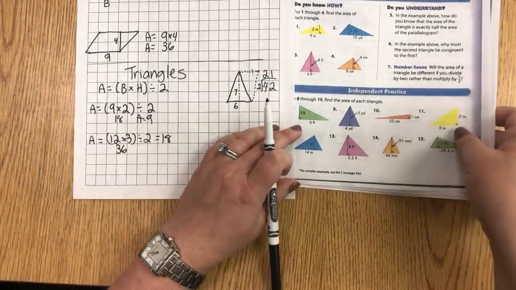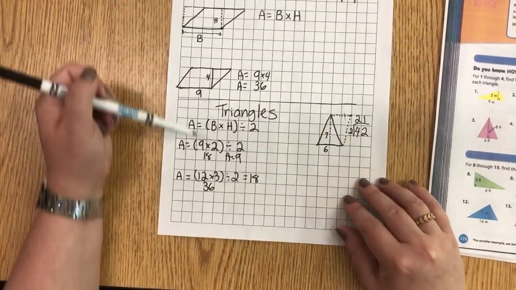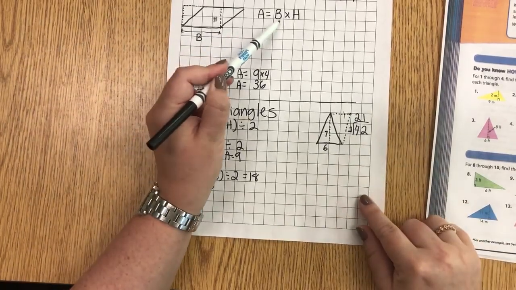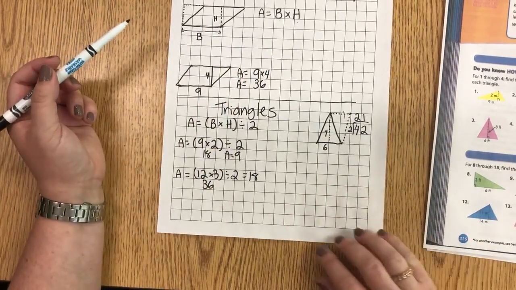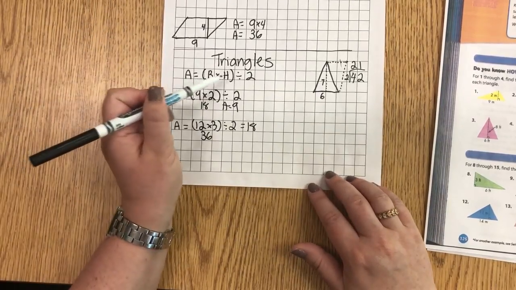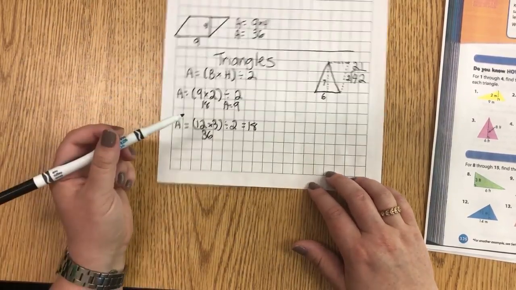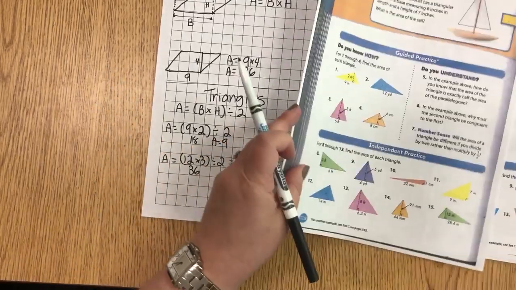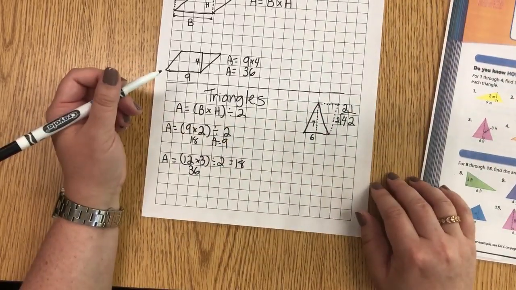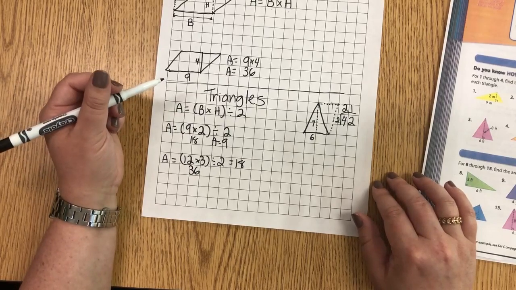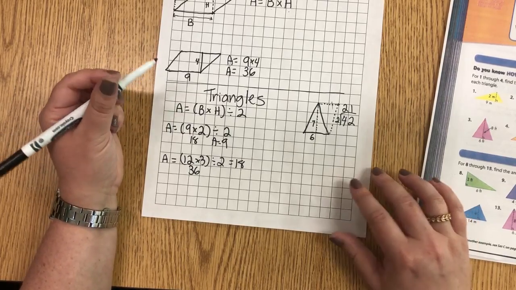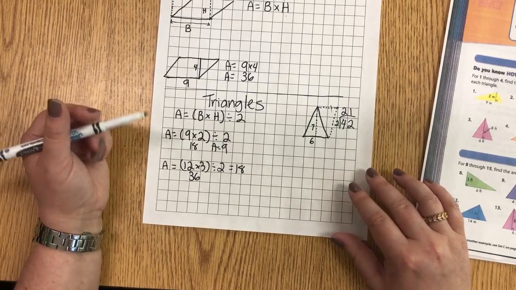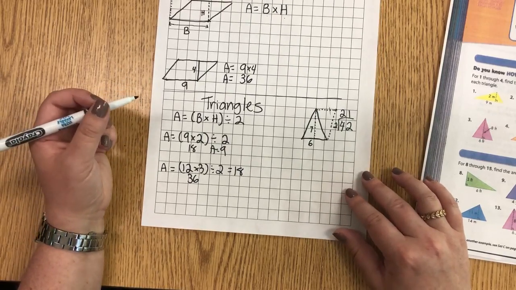Cool? So are we less freaked out about parallelograms and triangles? Yes. Parallelogram is base times height. Triangle is base times height, divide by 2. And that is it. Now, when you're reading word problems for it, there's not going to be a picture for you to see. So what should you do? Draw a picture. Drawing a picture is so helpful because it allows you to visualize it.